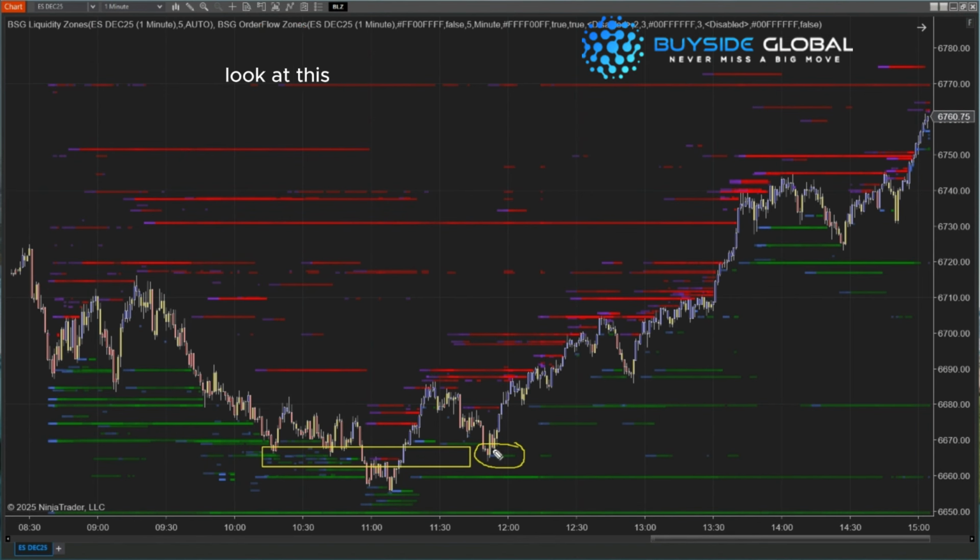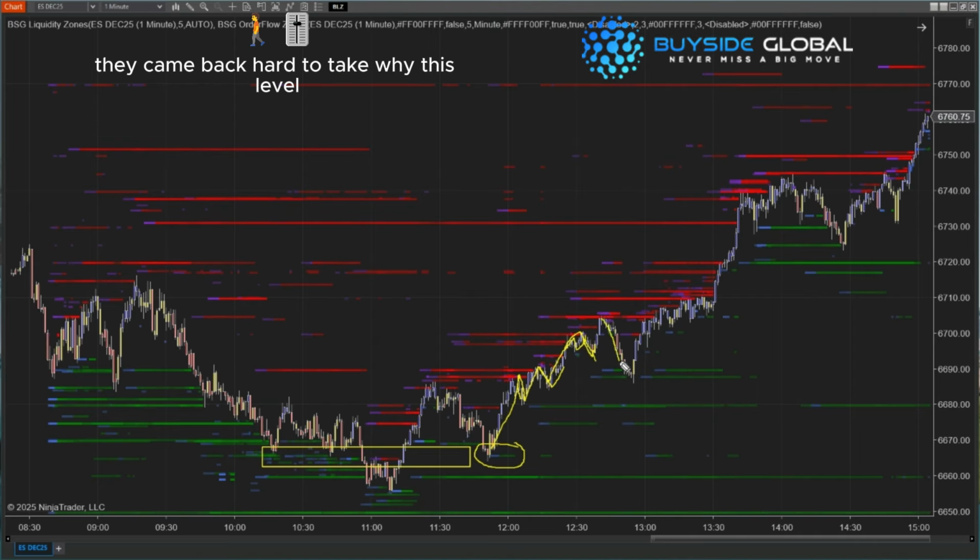Again, not only that, look at this. Now people are already in panic mode. Oh my god, price is going long, I'm missing the entry. What will they do? They will create a pullback here, because same range pullback. What happens next? They came back hard to take it.